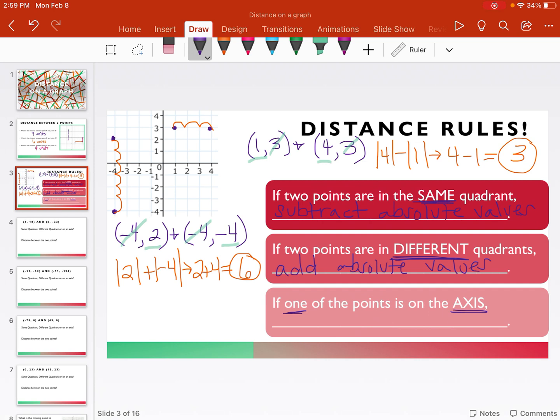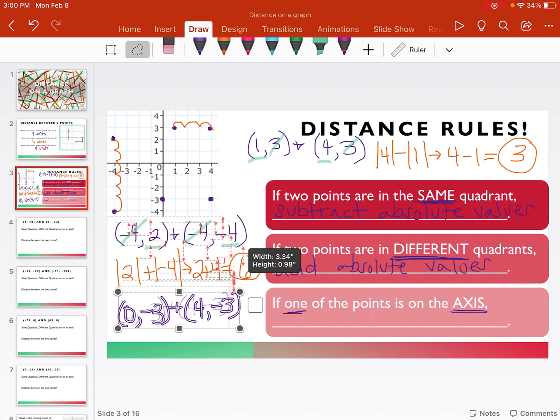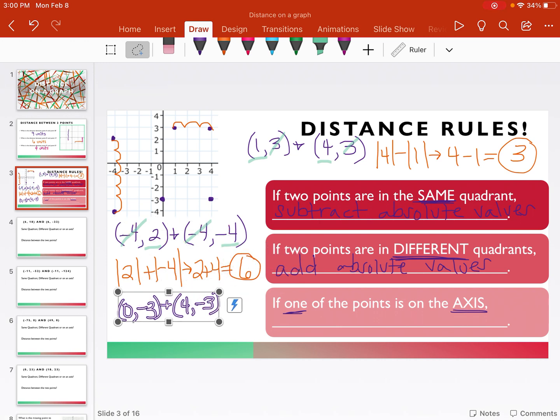So I'm going to put a point here at this spot and this spot. So I've got (0, -3) and (4, -3). Scoot this up a little so I've got a little bit more space. Okay. So if I do my bunny hops, 1, 2, 3, 4, I've got 4 as my answer.